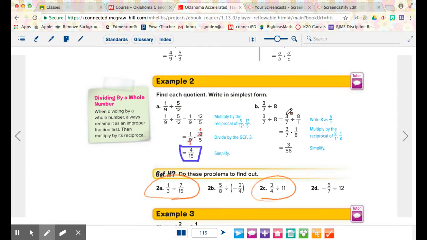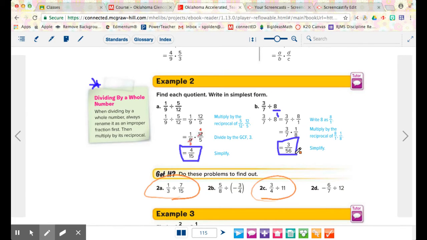Now on B, we are dividing by a whole number. And this little sticky note says, don't forget when you're dividing by a whole number, rename it as an improper fraction first, which means put it over 1. So we put 8 over 1 because now that's an improper fraction. Now we change it to a multiplication problem. Don't get confused and think when you put 8 over 1 that you've done the reciprocal, because you haven't yet. So it becomes 3 over 7 times, we flip that to get 1 over 8. Now we can cross cancel and multiply. So 3 times 1 is 3. 7 times 8 is 56, because there was nothing we could cross cancel on that one.